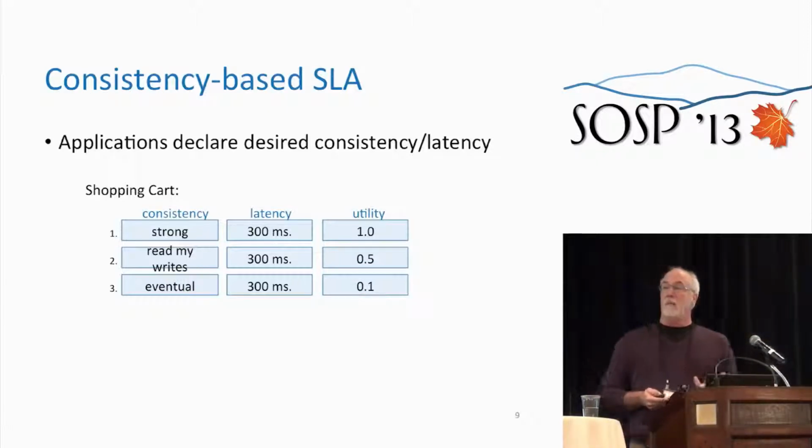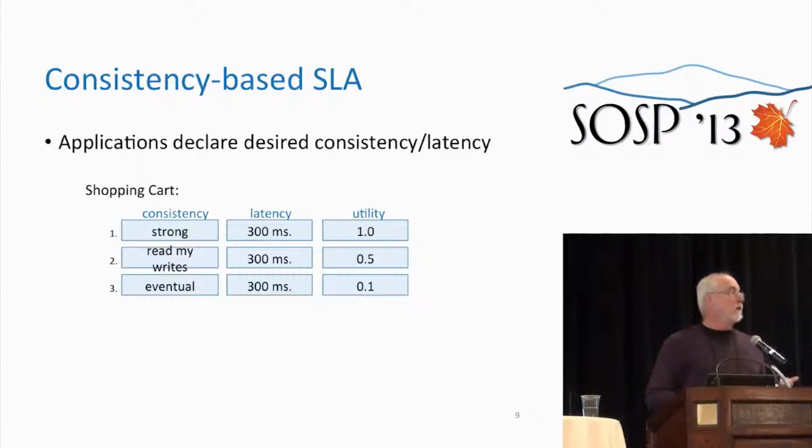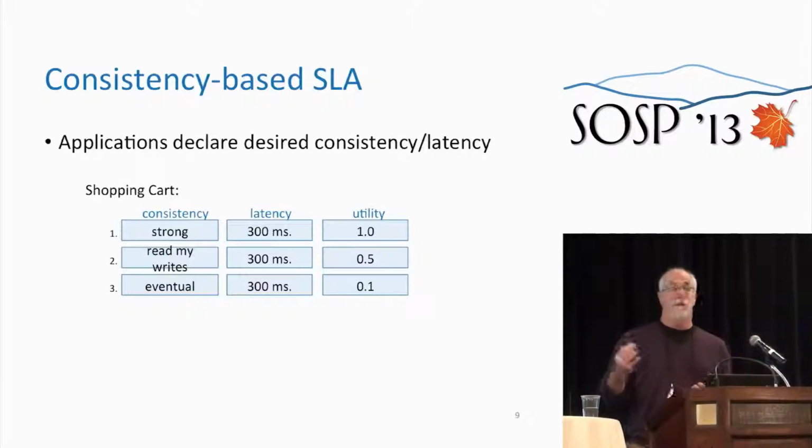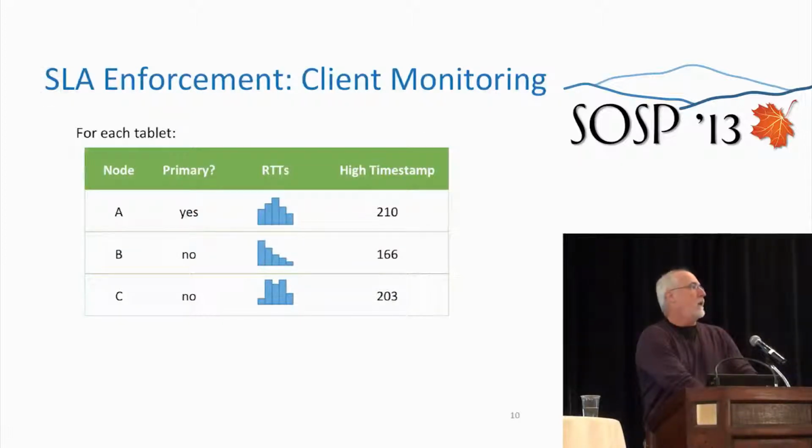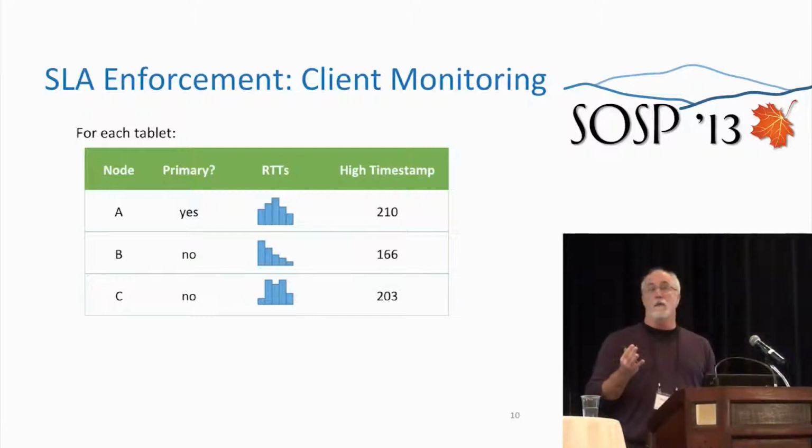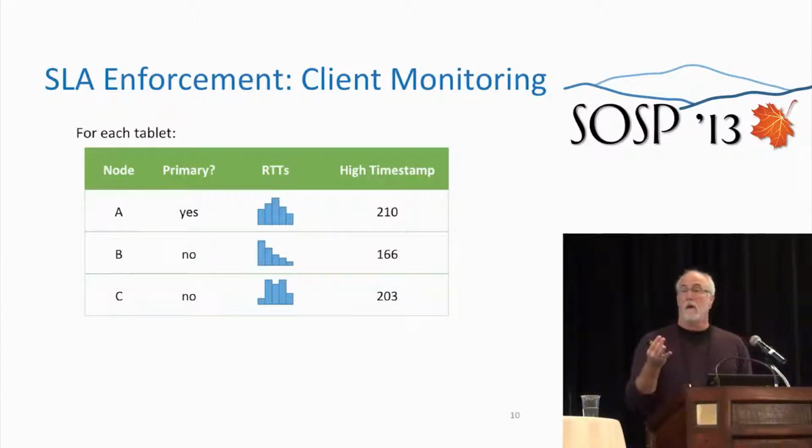So each get operation in our system takes one of these consistency-based SLAs as a parameter, as I said earlier, and it's up to the service provider to try to maximize the utility delivered to the application for every get operation. So how does it do this? First of all, it's done in the client code, the client library. The client library has to maintain some information about what's happening in the system. First of all, it has to know for each tablet or shard of data, what are the nodes that store that data? What are the nodes responsible for that key space? And whether those nodes are primary or secondary nodes.